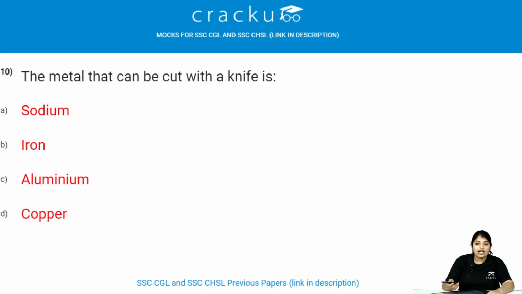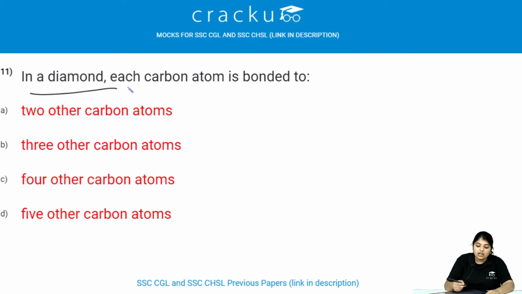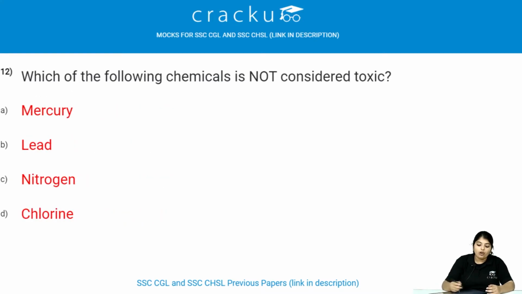The metal that can be cut with a knife is sodium. It is an alkali metal. In a diamond, each carbon is bonded to 4 other carbon atoms by a strong covalent bond. Which of the following chemicals is not considered as toxic? Nitrogen is not considered as toxic.